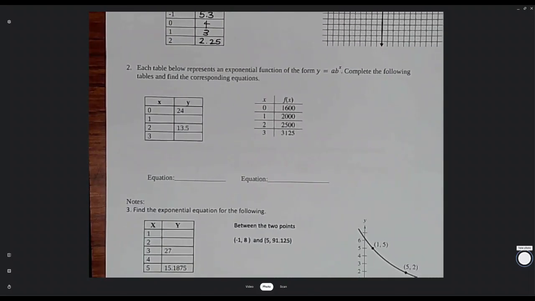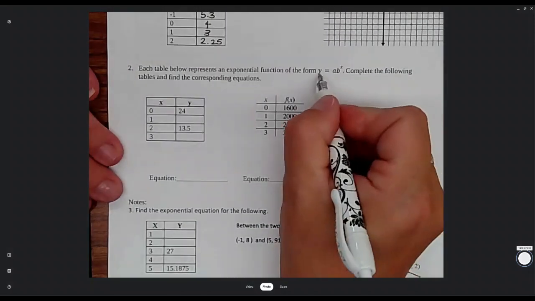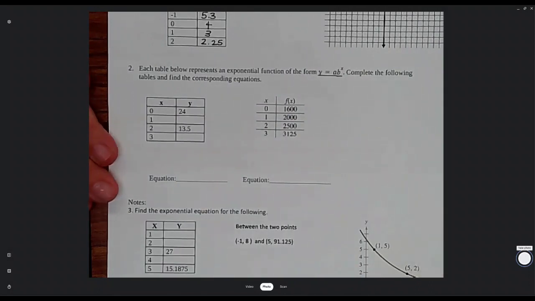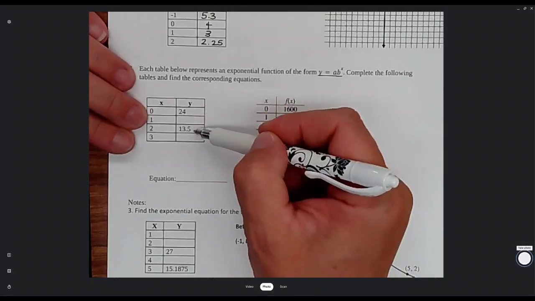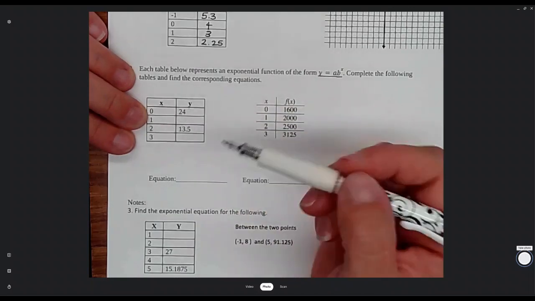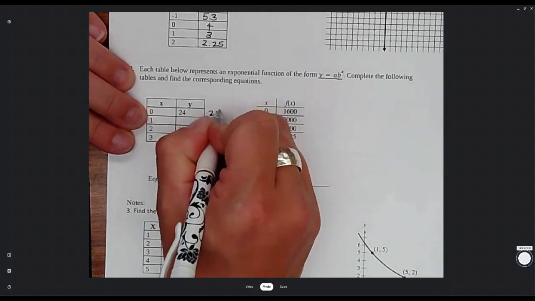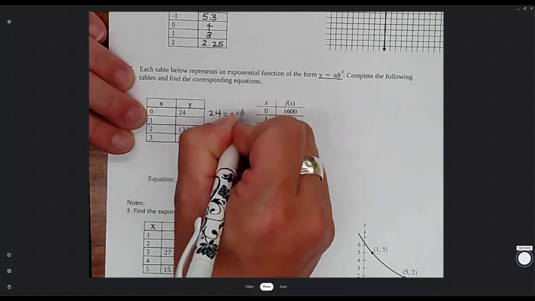It says each table below represents an exponential function of the form y equals ab to the x. Complete the following tables and find the corresponding equations. So these are where we have to figure out the pattern and then write an equation. I like to start with the equation, because that will allow me to figure out that pattern. I actually have 2 points here that I can use, so I have the x and the y. Notice where you're going to plug in the x and the y here. So this first one, 24 equals a, b to the 0.